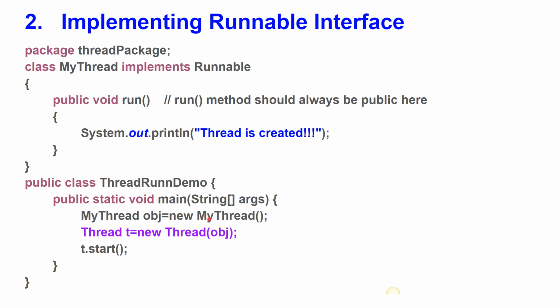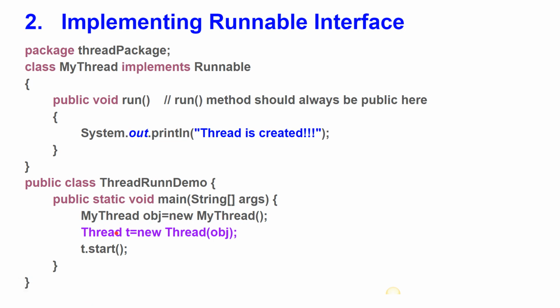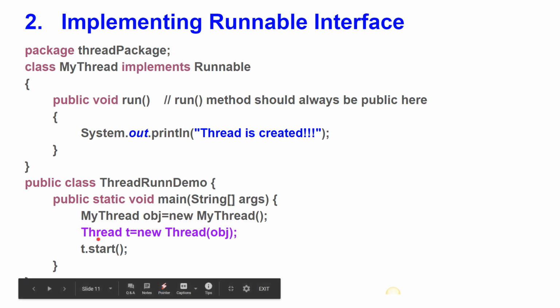Here we first create the object. First step is to create the object of MyThread, that is the class name. What is the object name? obj. It's a user defined name. MyThread is user defined, it's not an inbuilt name. Now again create the object of the Thread class. This is an inbuilt class. MyThread is not an inbuilt class, it is a user defined class.